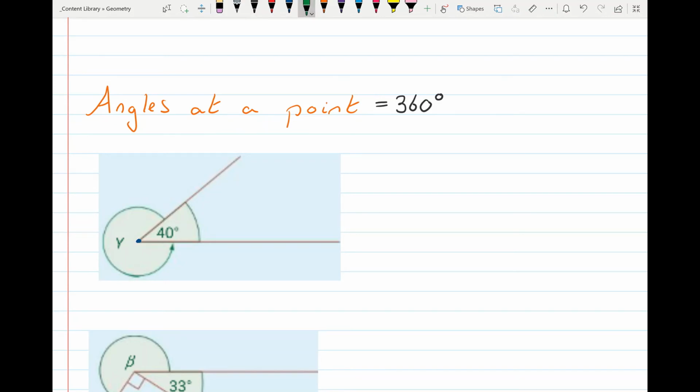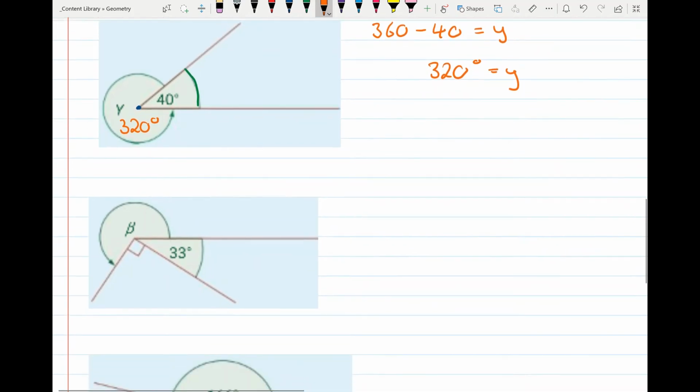To solve for the missing angle, I know the first part is 40 and the remaining angle is going to be 360 take away 40. So 320 degrees is the missing angle y. And I come over to my diagram and again fill in your 320 degrees. Because when you add these two angles together, 320 and 40, it has to add back up to 360.